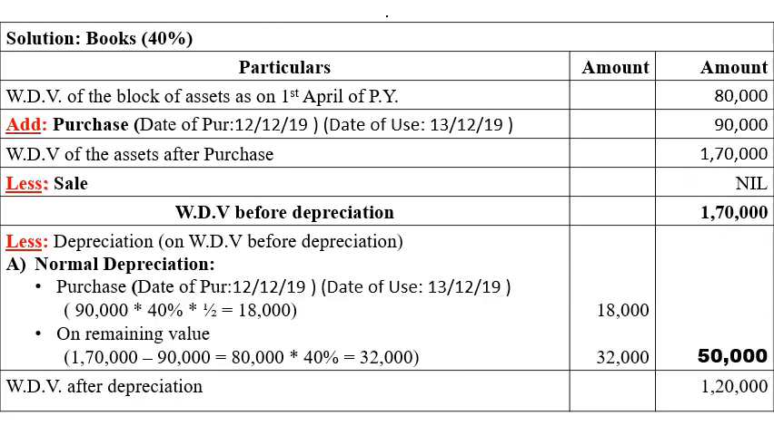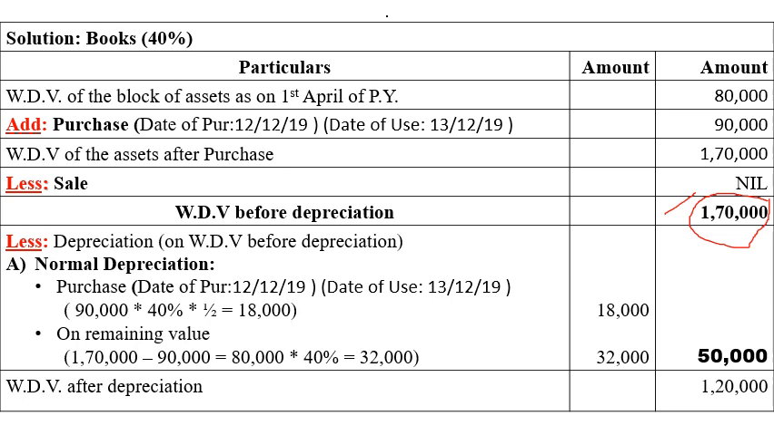Next block of asset is books. 40% rate of depreciation. Written down value as on 1st April of the previous year 80,000. Then purchases in the previous year on 12th December, and date of use from 13th December. The cost 90,000. Next written down value after purchase is 1,70,000. The sale was not there in the previous year.